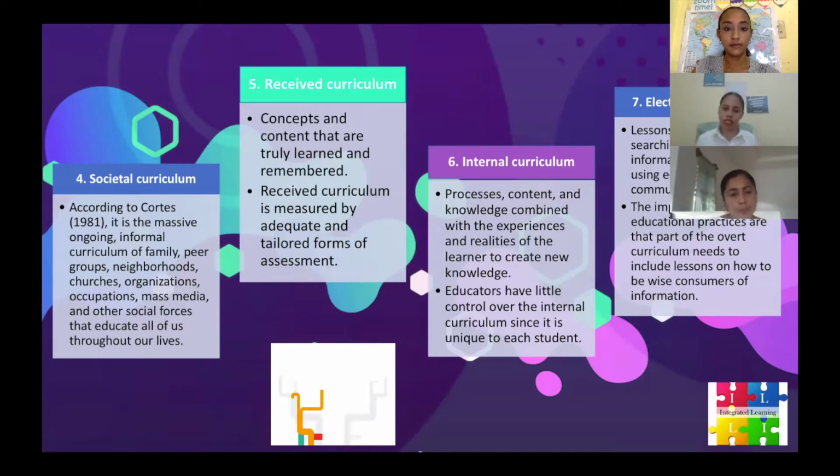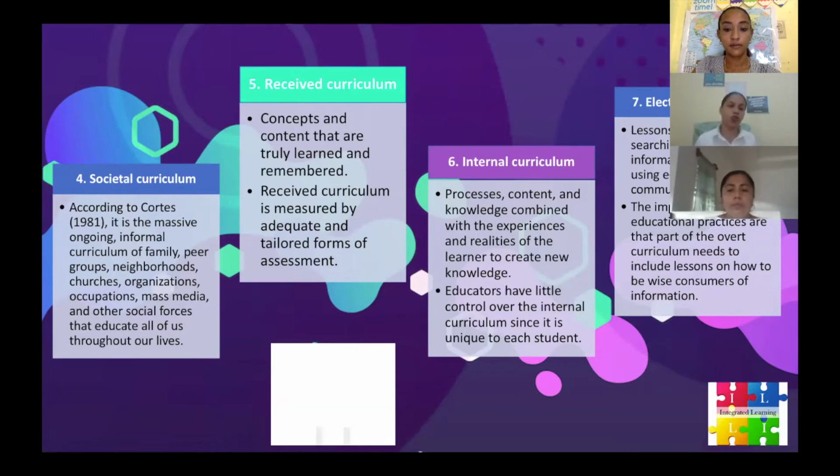This is the processes, content, and knowledge combined with the experience and realities of the learner to create new knowledge. As educators, we have to be mindful though that the experiences and prior knowledge that students bring, it's unique. Students will not bring the same experiences and the same prior knowledge to the classroom. So this is where a teacher needs to be creative.